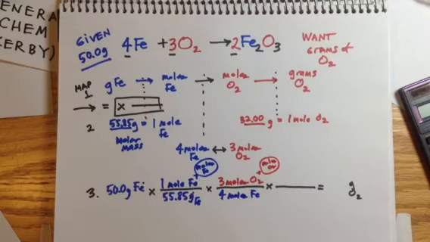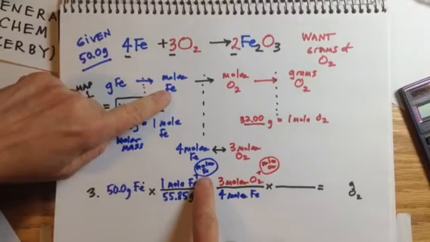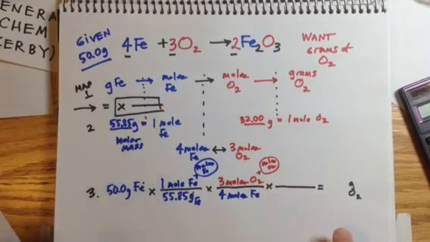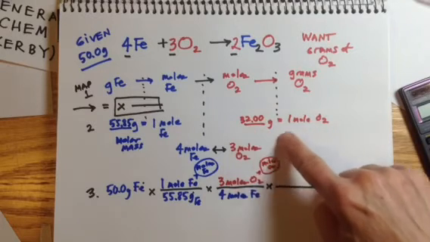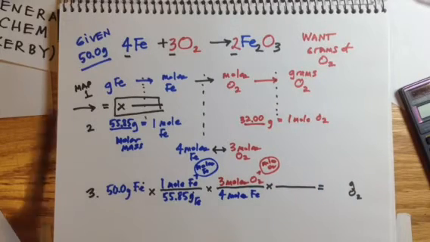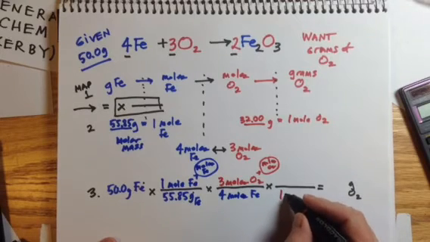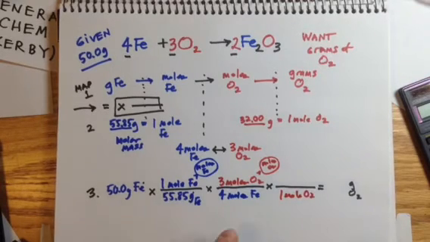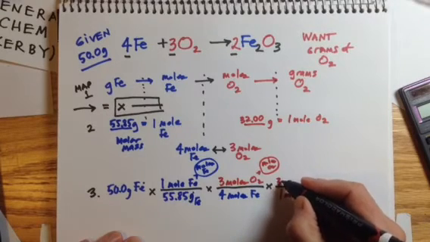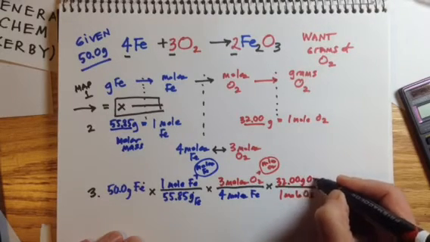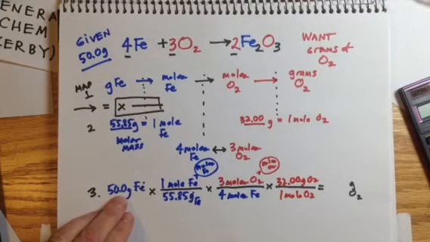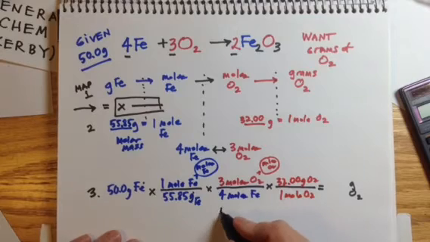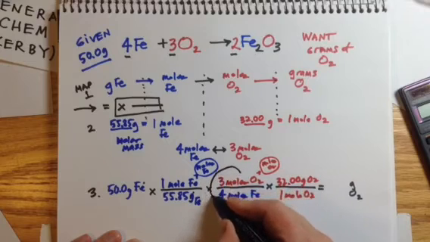But we're not done yet. The first step got us to moles of iron, the second one got us to moles of oxygen. We have to get to grams of oxygen. So we're going to use this information that we pulled off, the molar mass, and now the 1 mole is going to go on the bottom to cancel. And the 32 grams will go on the top. And notice that this is the mole ratio, remember? The heart of the problem.